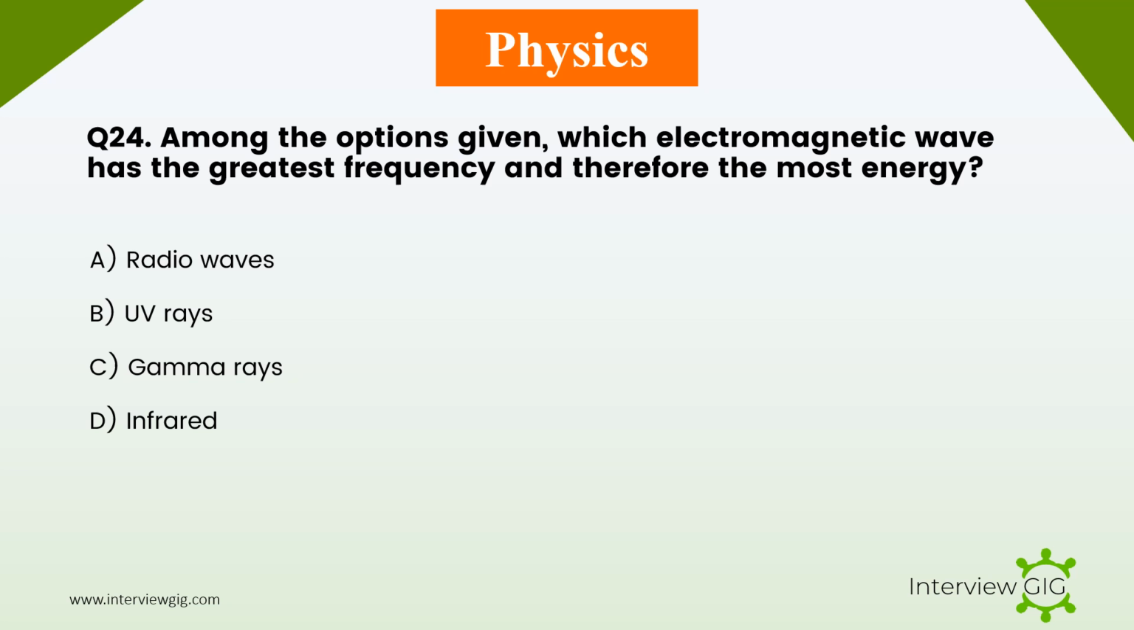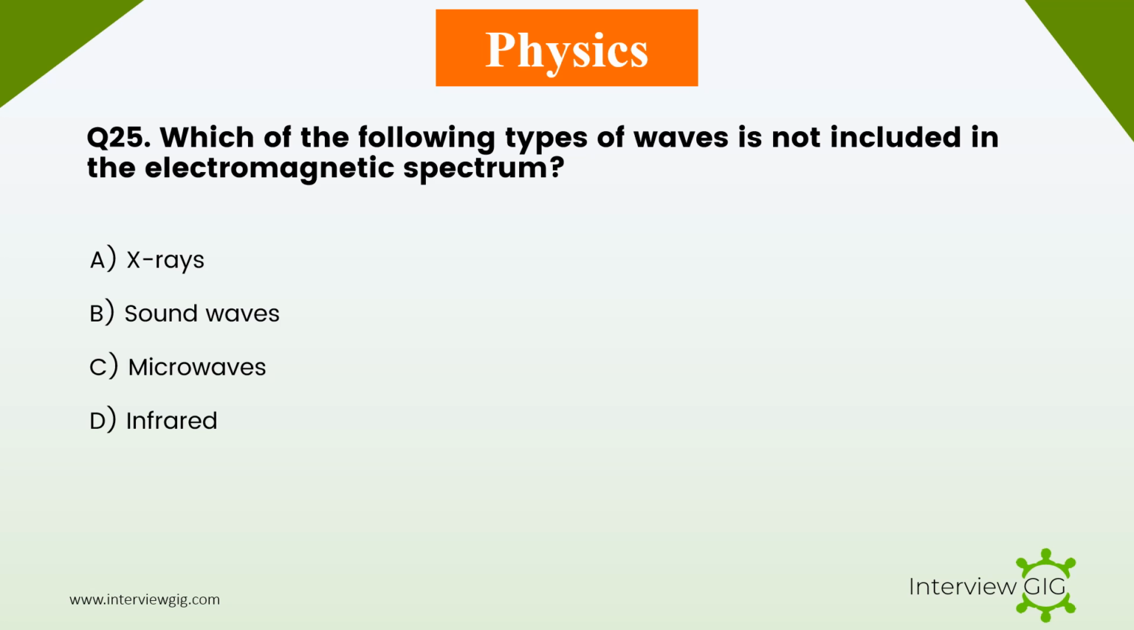Among the options given, which electromagnetic wave has the greatest frequency and therefore the most energy? Options. A. Radio waves. B. UV rays. C. Gamma rays. D. Infrared. Answer C. Gamma rays. Q25. Which of the following types of waves is not included in the electromagnetic spectrum? Options. A. X-rays. B. Sound waves. C. Microwaves. D. Infrared. Answer B.